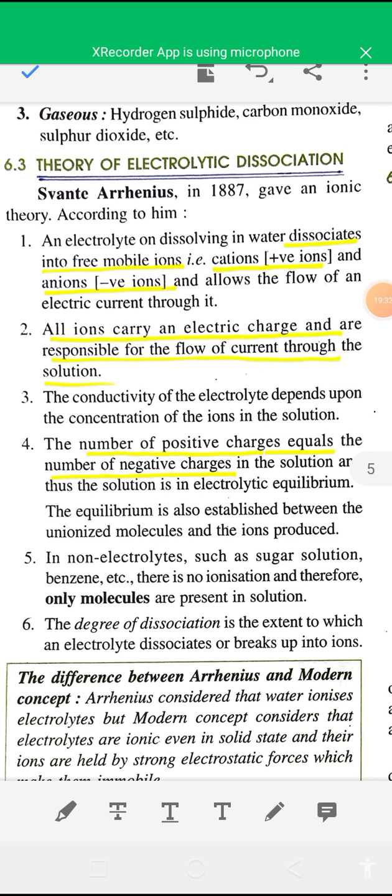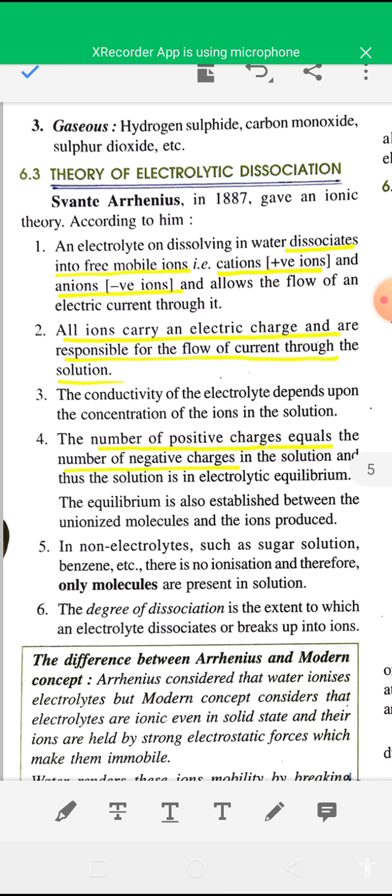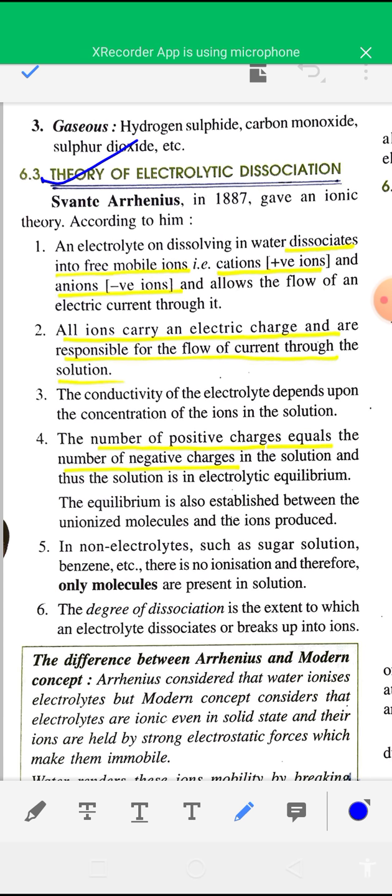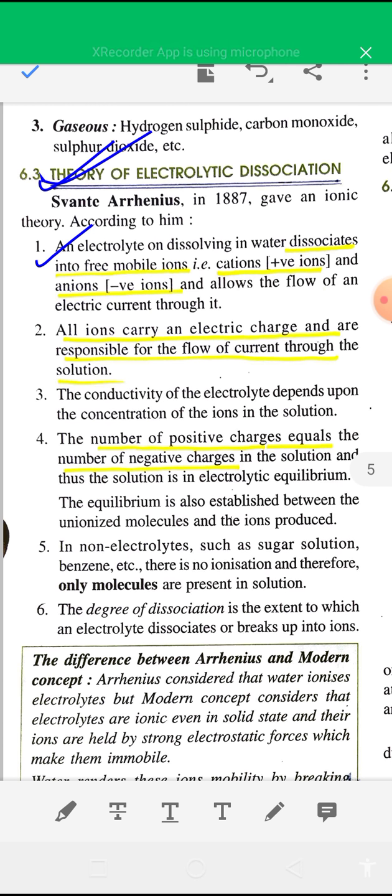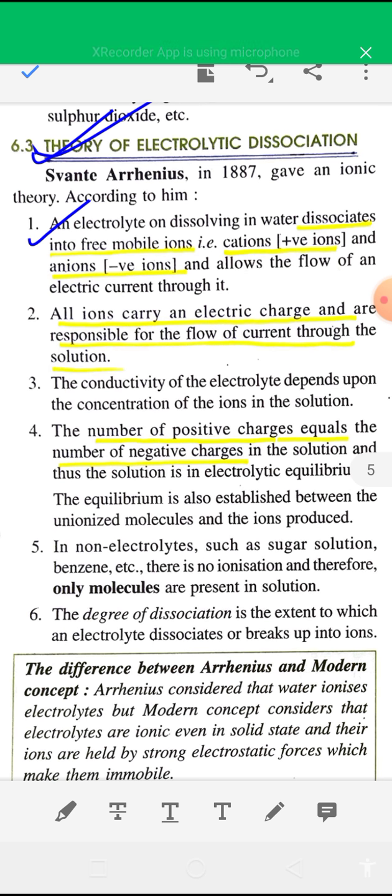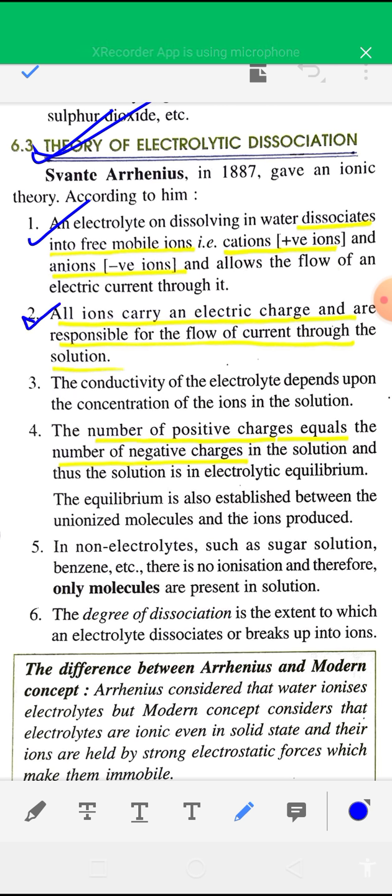Now see the theory of electrolytic dissociation, the Arrhenius theory. According to Arrhenius, an electrolyte on dissolving in water dissociates into free mobile ions, that is positively and negatively charged ions, cations and anions. All these ions carry an electric charge, and they are responsible for the flow of electric current through the solution.